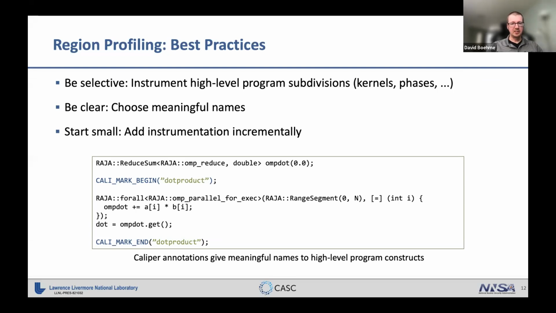And finally, you can start small. Just add a few region instrumentations, like annotating main and a couple of high-level functions, and then go from there. It's very easy to add instrumentation incrementally.